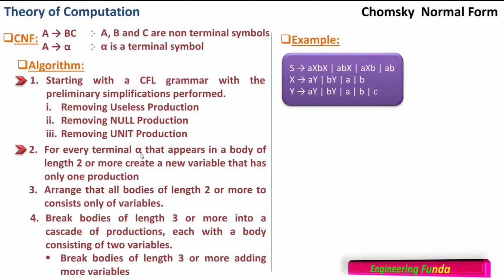For every terminal alpha that appears in a body of length 2 or more. If we focus on this grammar, there are basically 3 terminals, small a, small b and small c. And here we have to focus only on those terminals which are present in a body of length 2 or more. So if we look at this, S tends to AX, BX, where there are 2 terminals and the length is 4. Same way we have to look at ABX, AXB and AB.